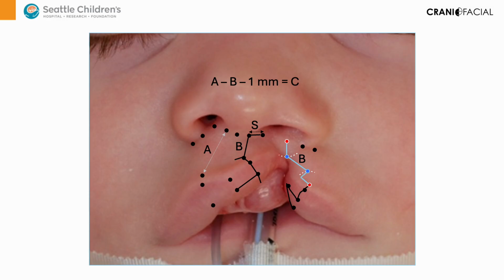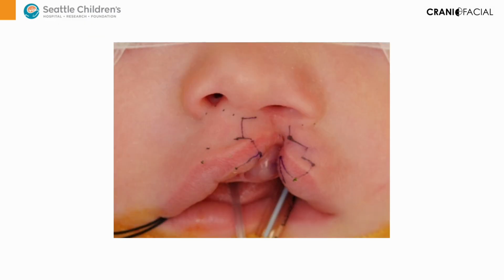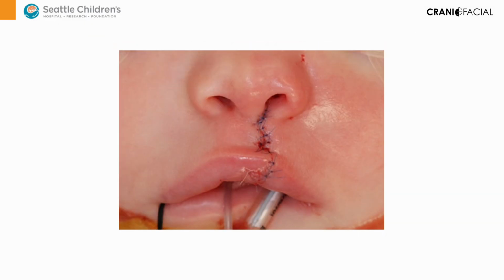We have the limb that runs up to the nasal sill at the lateral point of nasal floor closure. And then on the lower end, we place an equilateral triangle. This is the markings at completion. This is what it looks like in real life and following closure and repair.